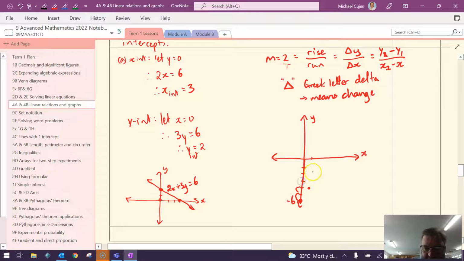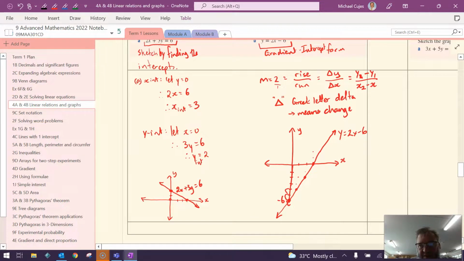I could do that again just to make sure. I could go up 2 spaces from there, and then 1 across, up 2 spaces from there, and then 1 across. So you can see that it's actually going to go through those points. They all follow. I could keep going, but you only need 2 points to get a straight line. Sometimes it's good to have a third point to make sure, but there's my equation, y equals 2x minus 6. So it's going up 2 for every 1 it goes across. That's the easy way to sketch those.